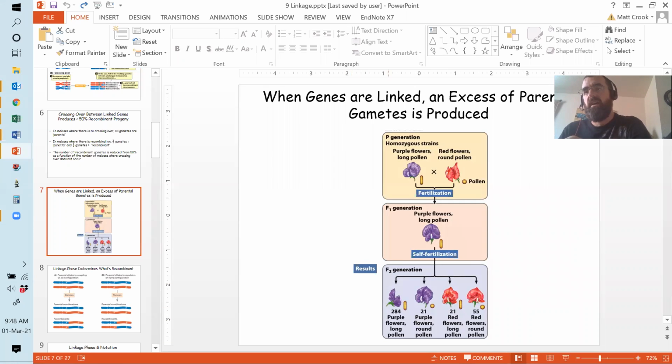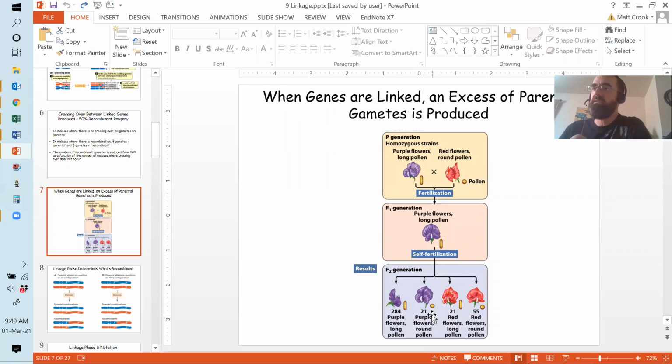So out of, say, 284, you'd expect a third of that, which would be about 90 maybe, of the intermediate, the mixed phenotypes, so the purple and round, or the red and the long. However, what you see is far, far fewer than that, considerably fewer. And so this is showing you that the parental combinations of alleles are present at a much higher rate than the mixed or recombinant combinations, the ones that you don't see in the parents, the non-parentals. And so this is a classic sign of linkage.